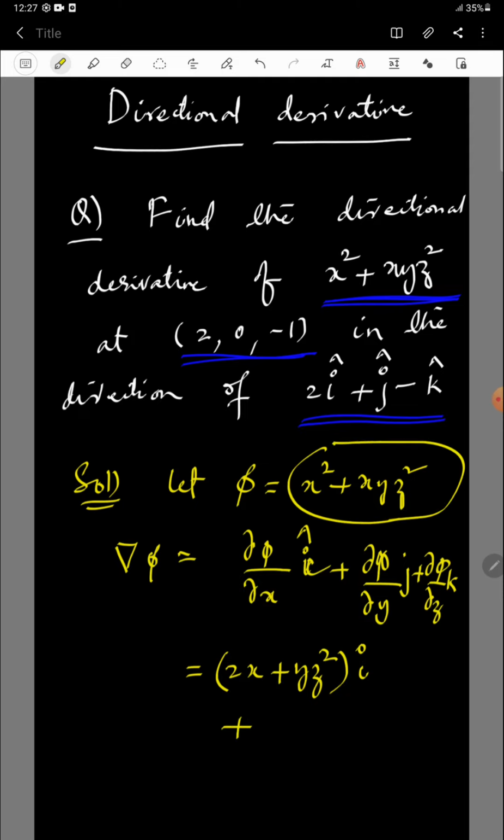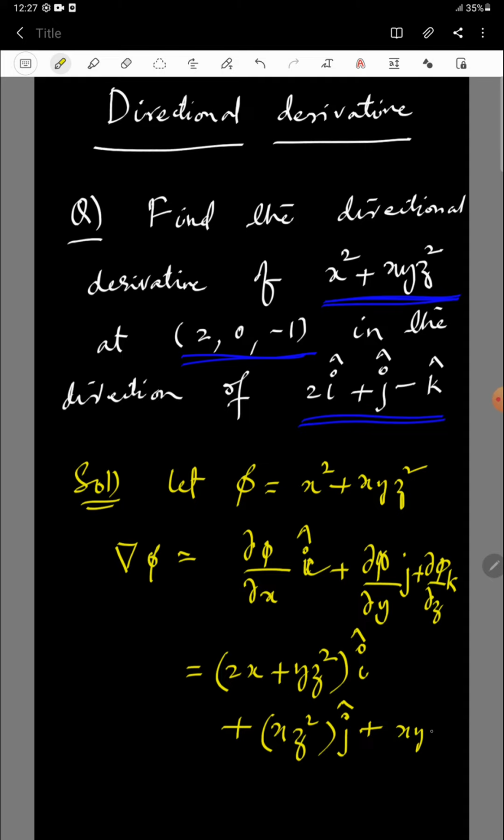Plus this function, now again I have to take with respect to y. So first term will be 0. With respect to y, xz square is constant, so xz square. So with respect to y, first term derivative is 0 and xz square will be there as it is. Y derivative is 1, so that comes along with j. Now when I come up with dou phi by dou z, x square derivative is 0 and xy will be as it is, and z square derivative is 2z. This comes with k. So this is del phi.